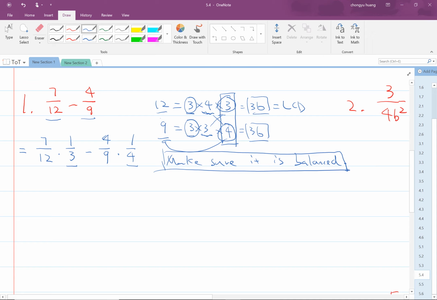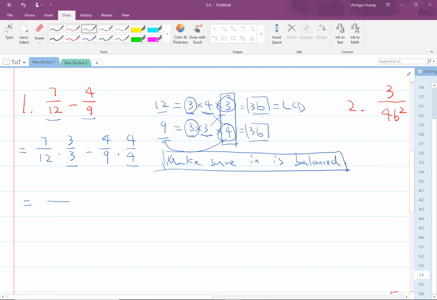If you multiply 1 over 3 and then 1 over 4, it's not balanced, right? You want to make sure the equation is balanced all the time. So that's why you multiply 3 over 3, which is 1, and then 4 over 4, which is 1. So it's still balanced, right? So that's how you get the right answer.